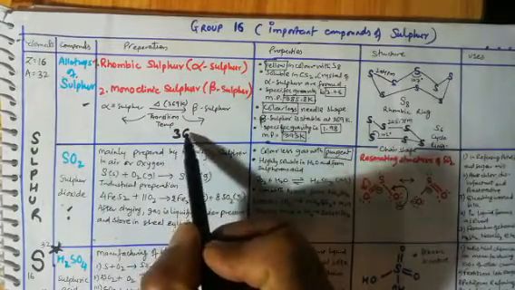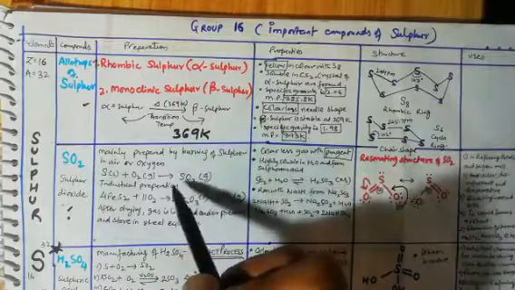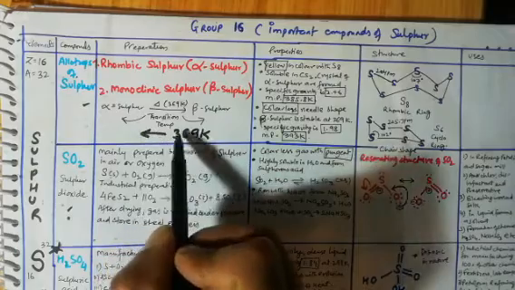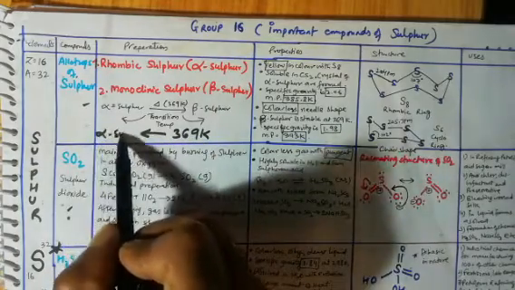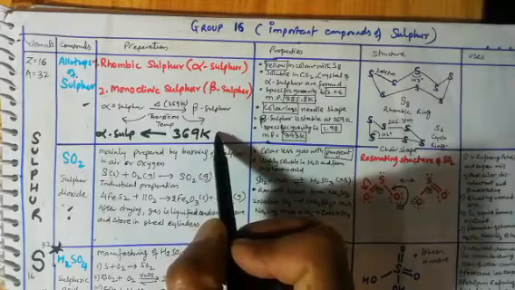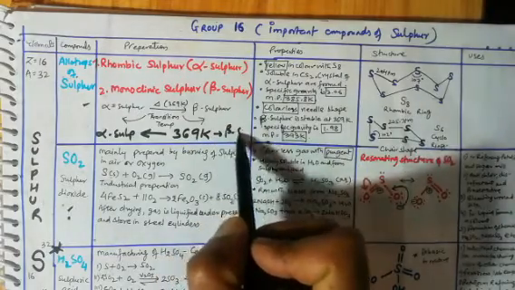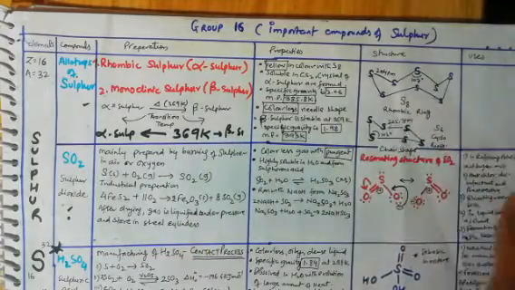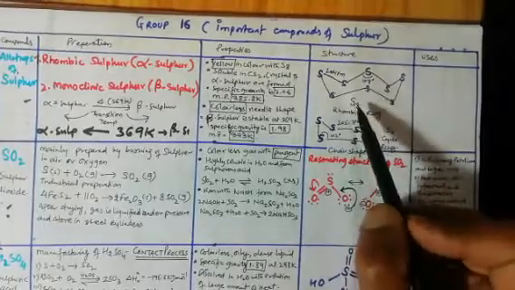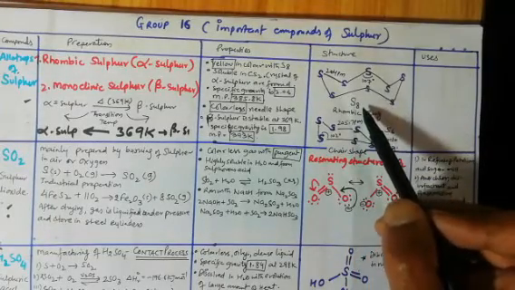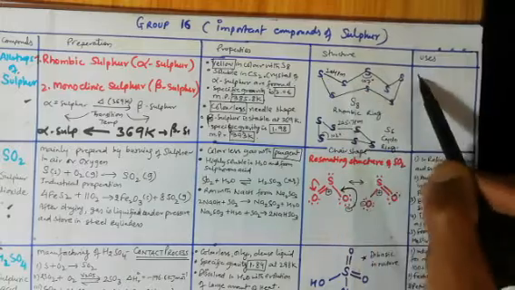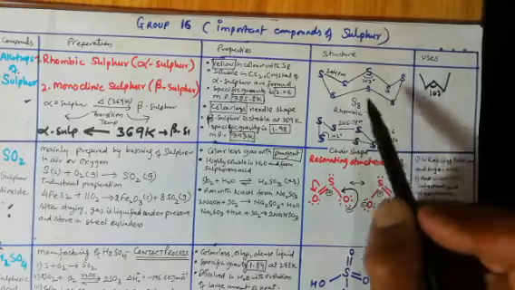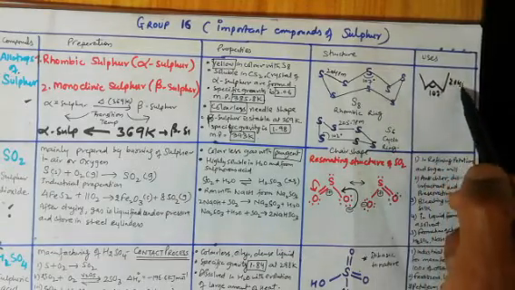One temperature, dear students, that you need to keep in your mind: 369 Kelvin. 369 Kelvin is the transition temperature, because below this temperature the sulfur is alpha sulfur, and above this temperature the sulfur is beta sulfur. Okay, and what is the difference in alpha and beta structure? S8 is alpha sulfur, which shows a W-shaped structure with a bond angle of 107 degrees, and bond length 204 pm.